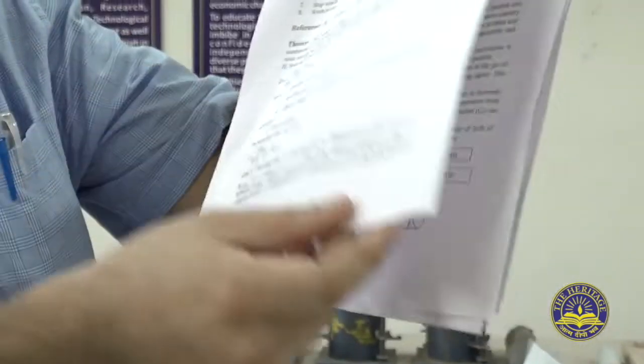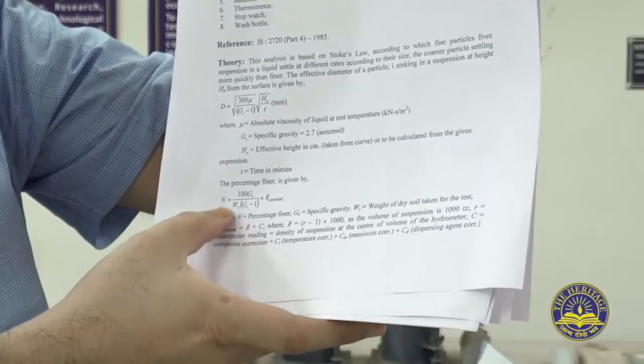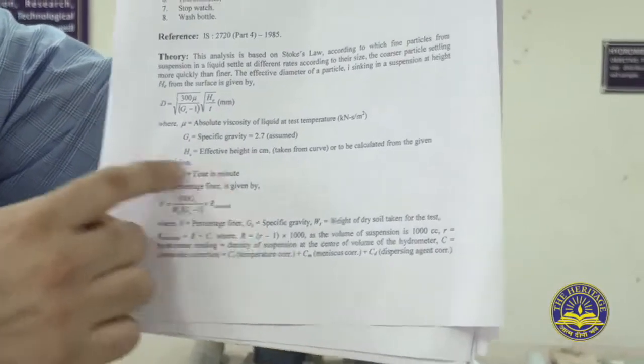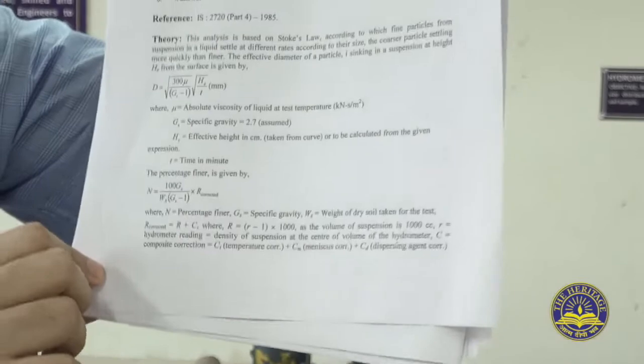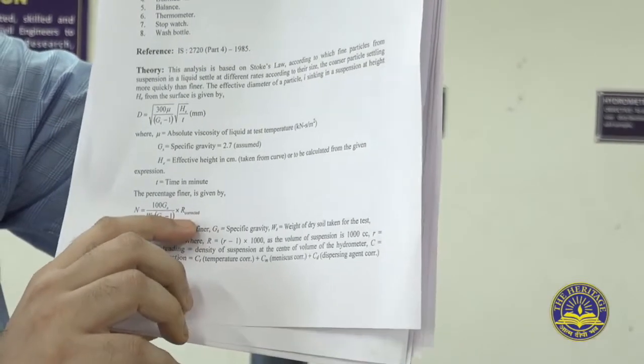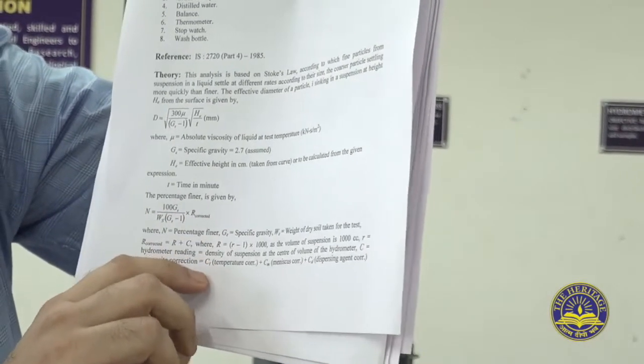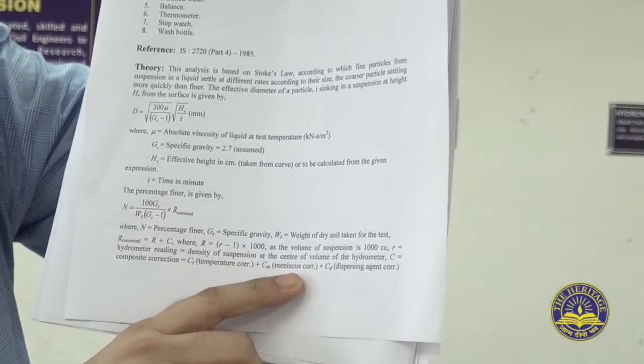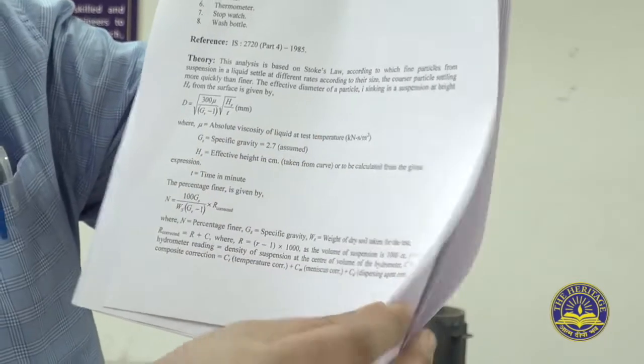But there is another part, that is the percentage finer. So this is the expression of percentage finer, where this R corrected is the summation of this temperature correction, meniscus correction, and dispersing agent correction.